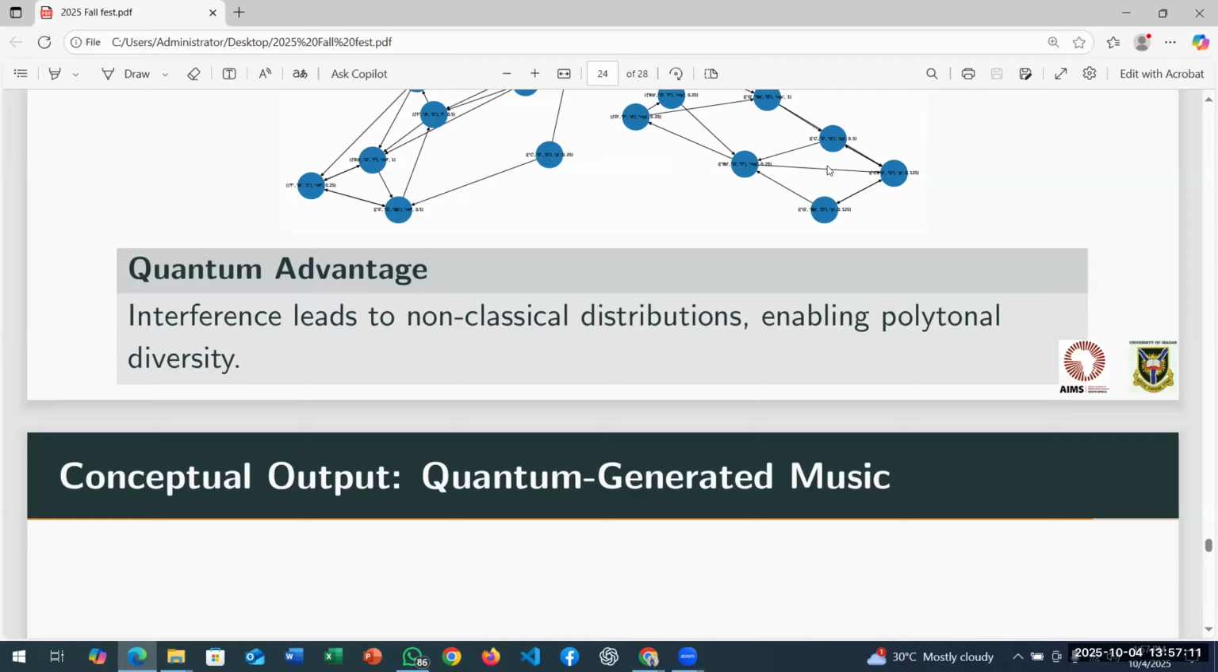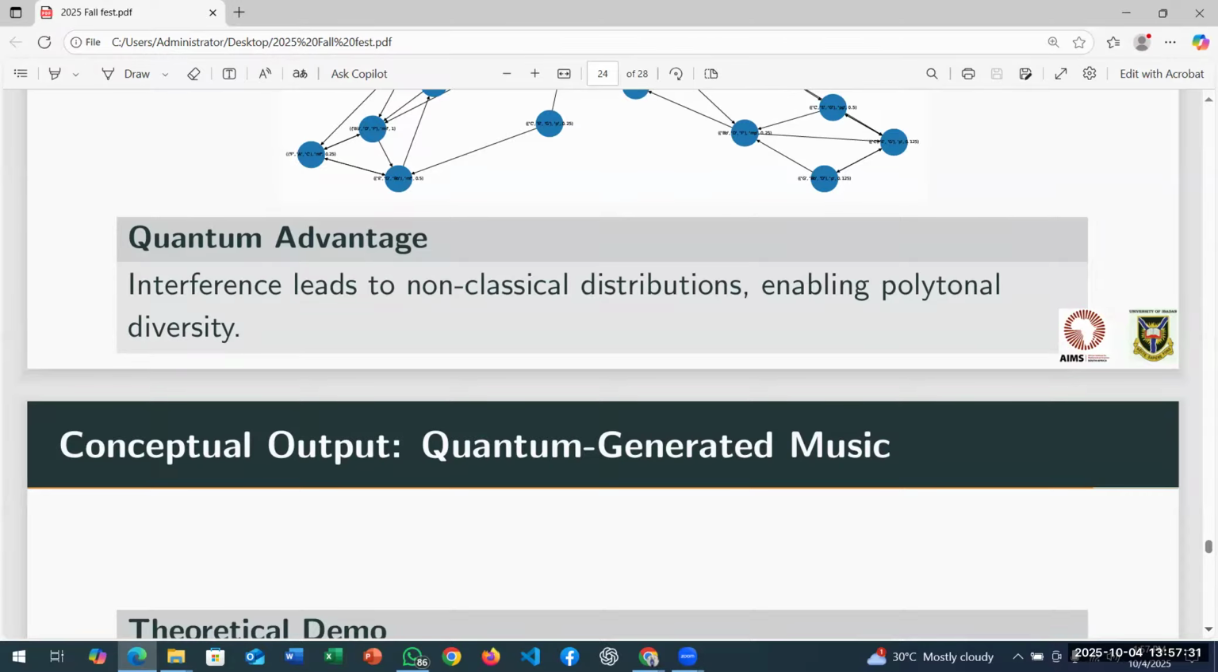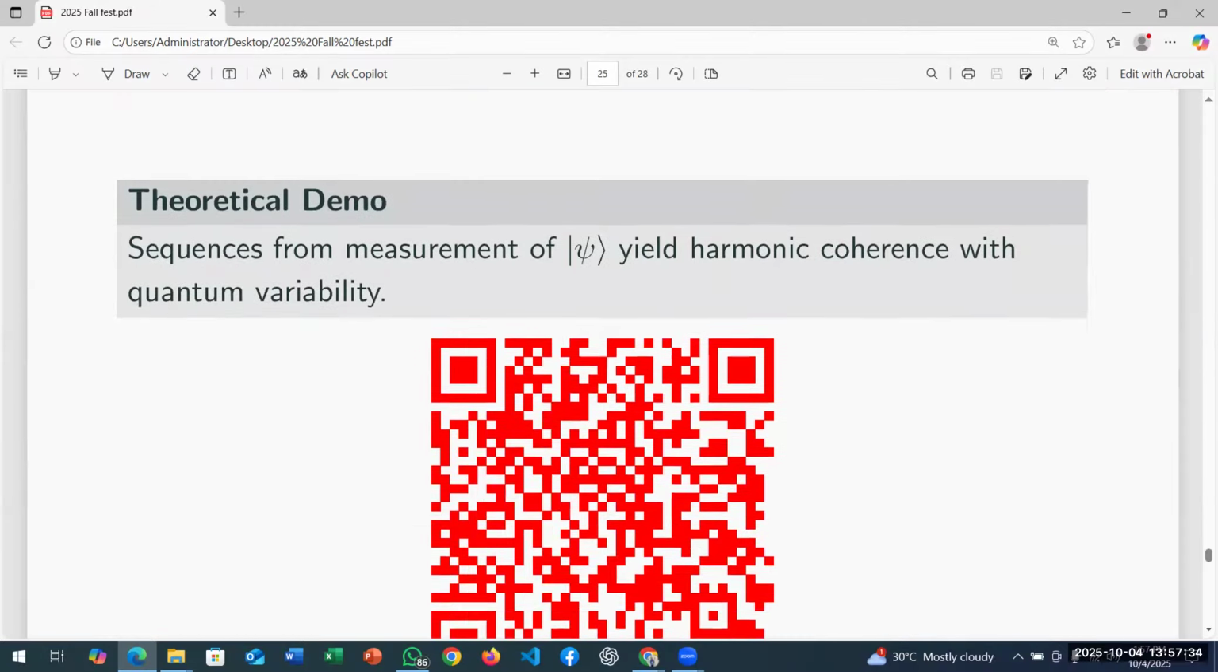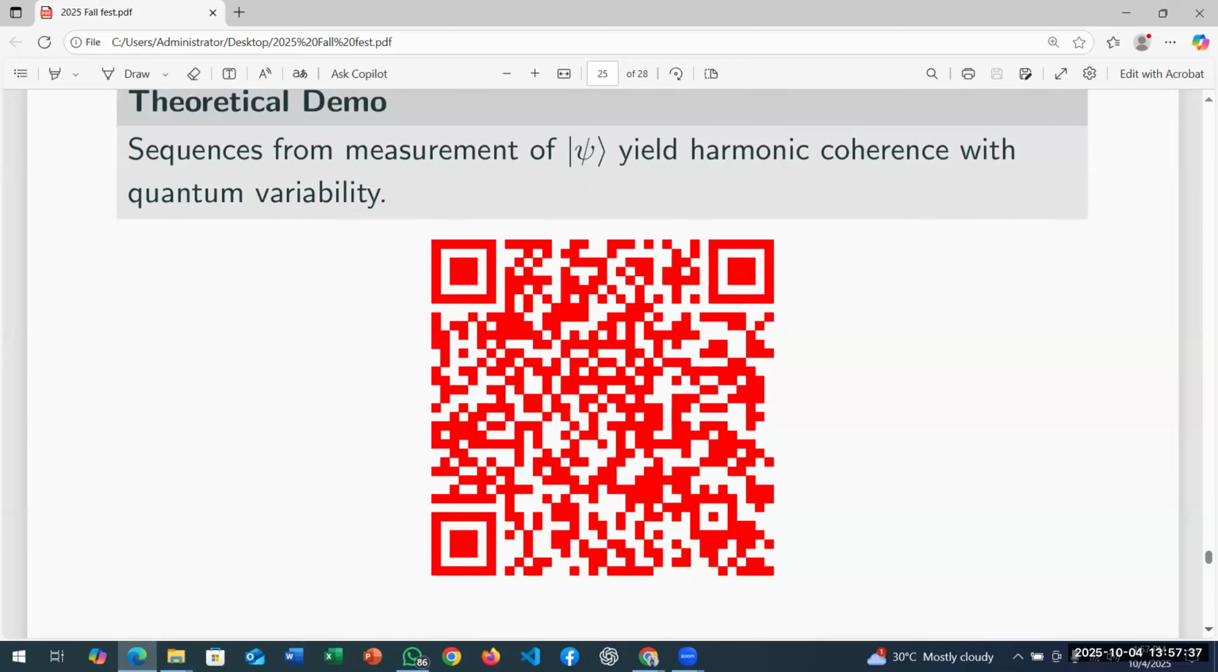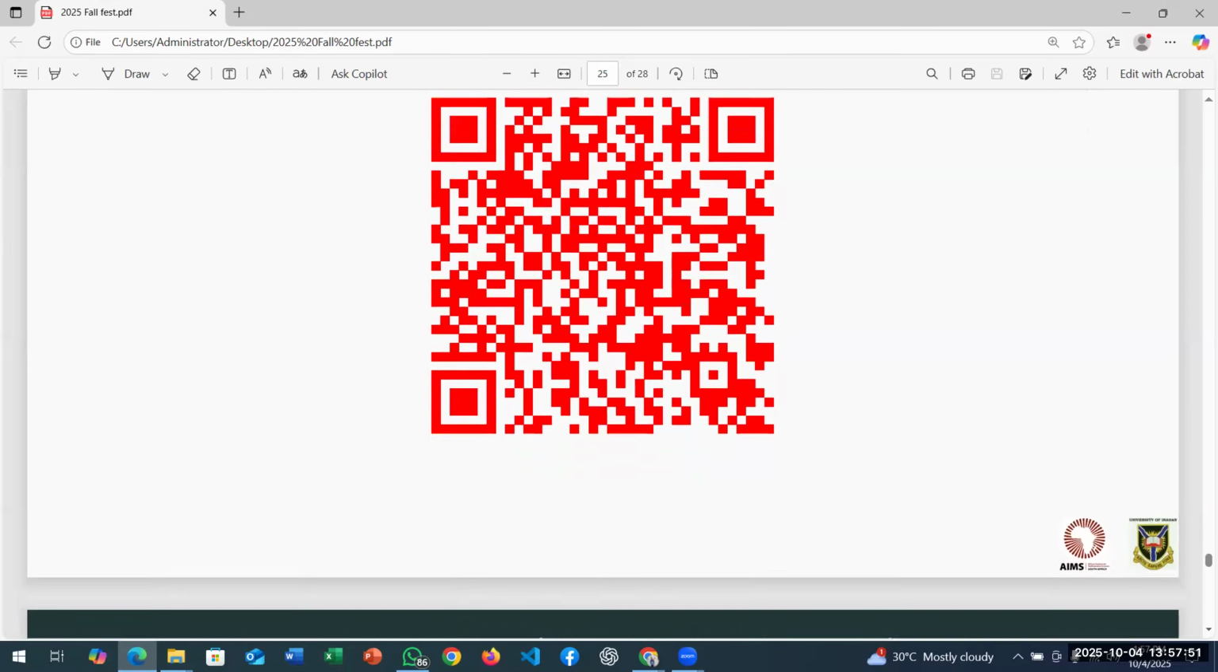What A is doing, what B is doing, what C is doing, what D is doing. What I mean by ABCD is that these 4 musicians are combined together. All the sequences are combined together in order to form the combined music. So you can scan this QR code, and it will take you to the GitHub account where you can see the music that was created and generated.